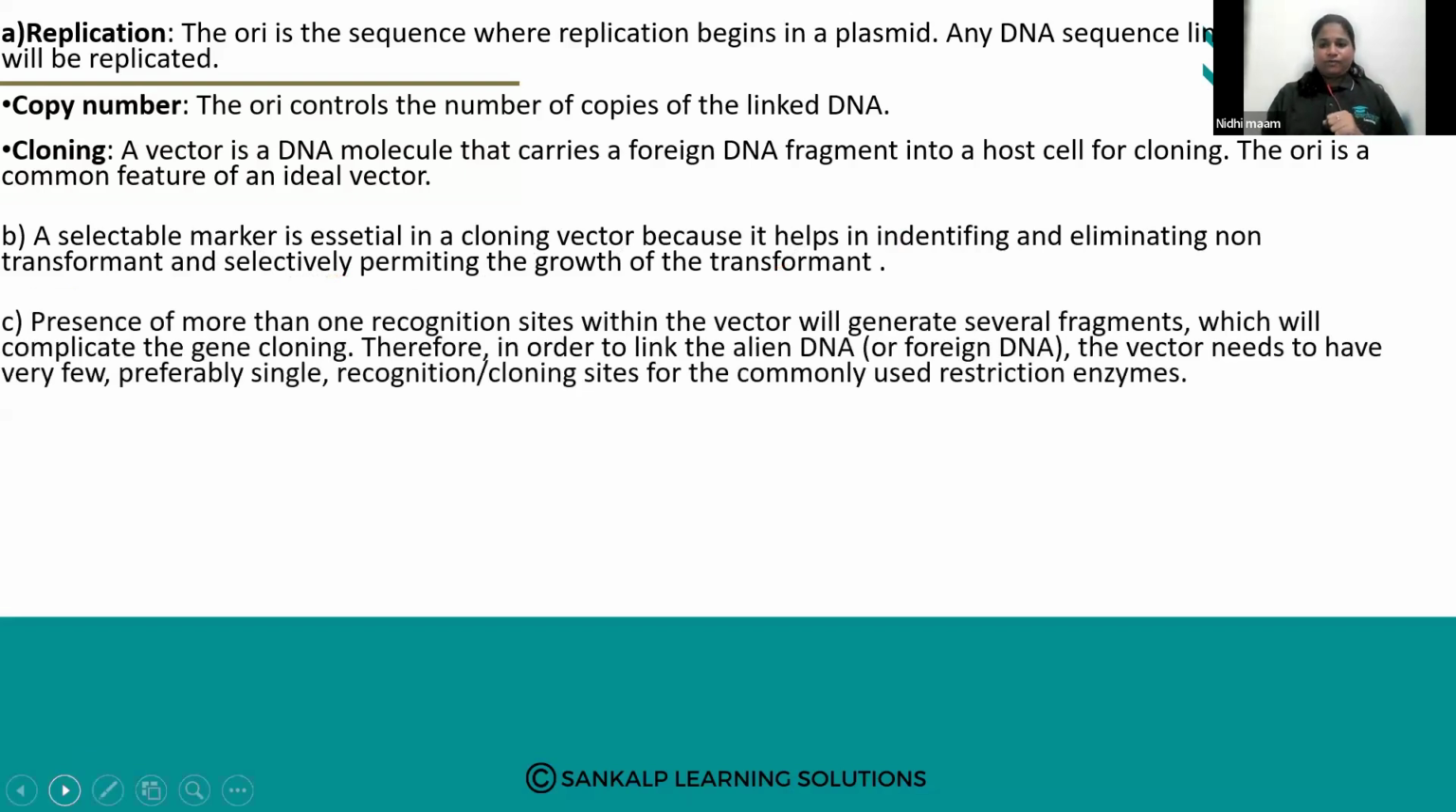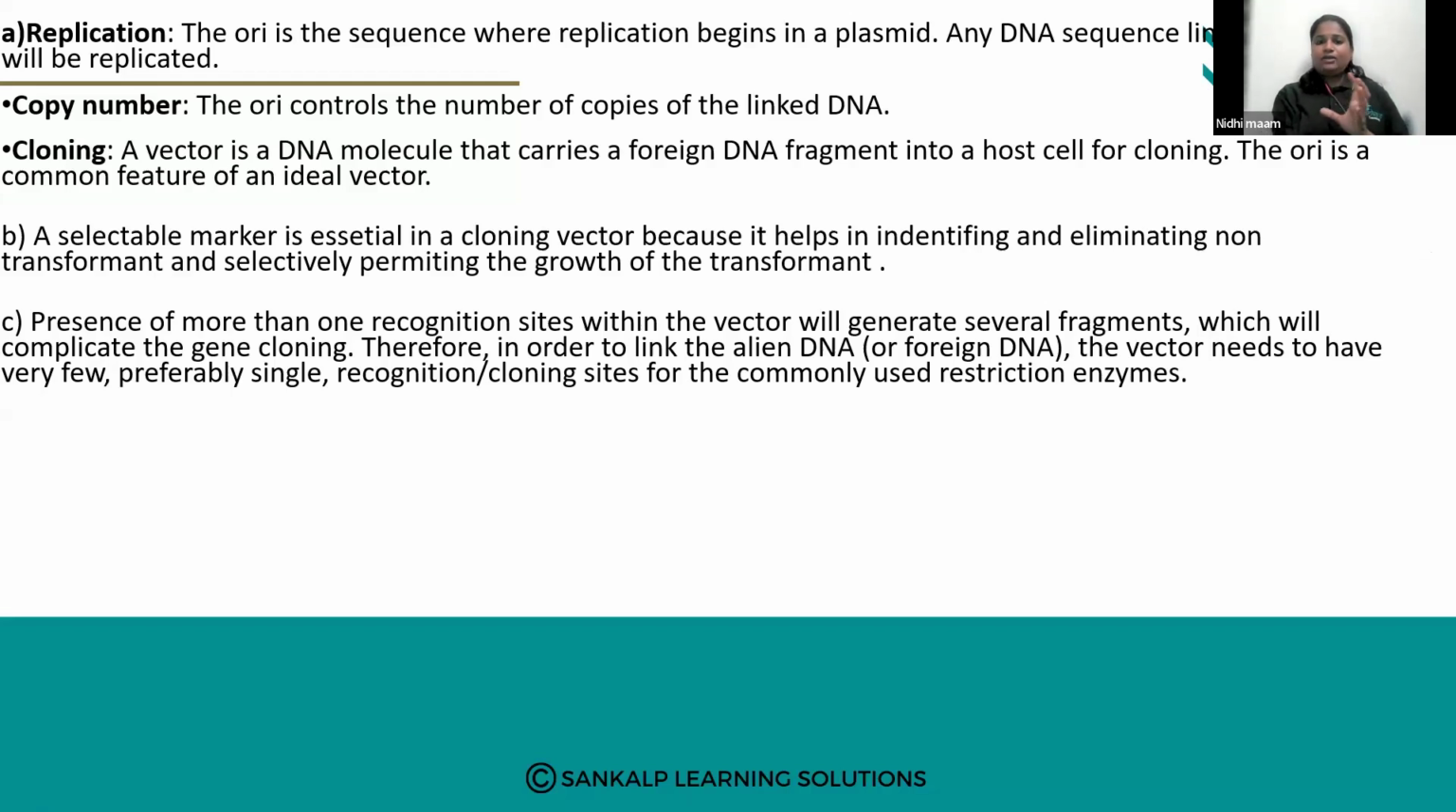Next, what is the question? Yeah. So why does a vector usually have a single recognition site? Because the presence of more than one recognition site within the vector will generate several fragments. So when several fragments are generated, it will complicate the gene cloning process.